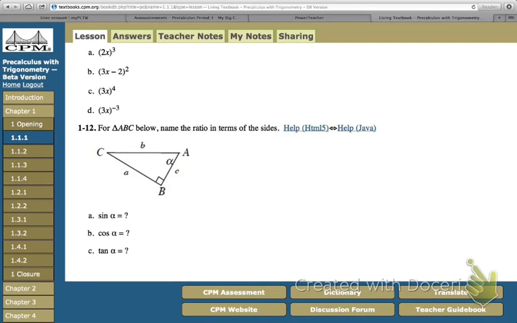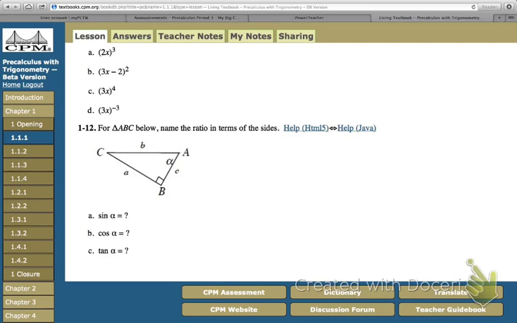So number 12 got a lot of votes for homework, a homework question, so I wanted to solve that for you. We're looking at a trig problem, which we'll look a lot more at in second semester, but we're going to start developing the idea in chapter 1. It says, for the triangle below, name the ratio in terms of the sides.